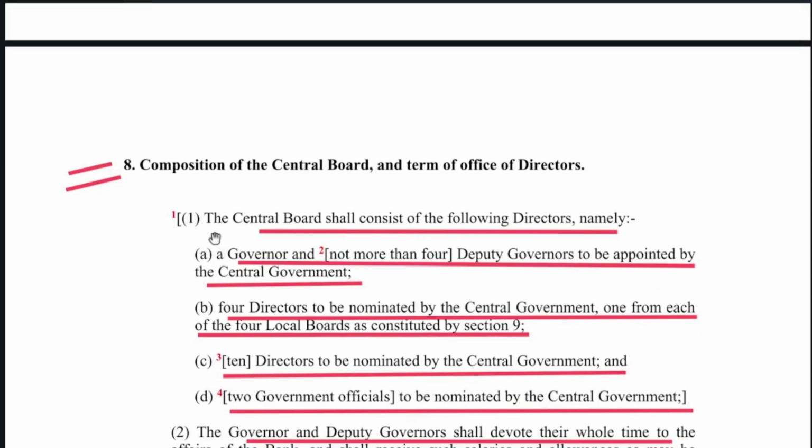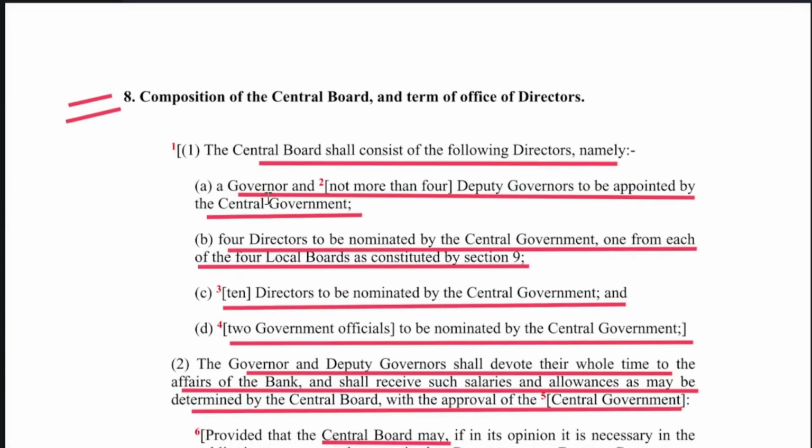Now, subsection 1 says that the central board shall consist of the following directors. It is just like any other corporate entity which would be having a board of directors. RBI is also having its own board of directors, which is referred to as the central board of directors. Now, the central board comprises the following directors, and the information is given in section 8. The directors would be a governor and at max 4 deputy governors, meaning there is a governor plus 4 deputy governors, who are appointed by the central government.